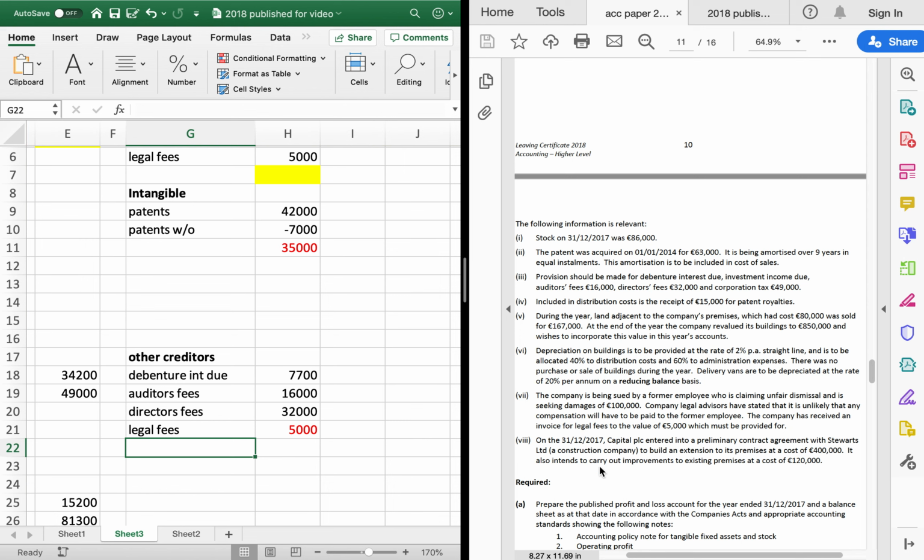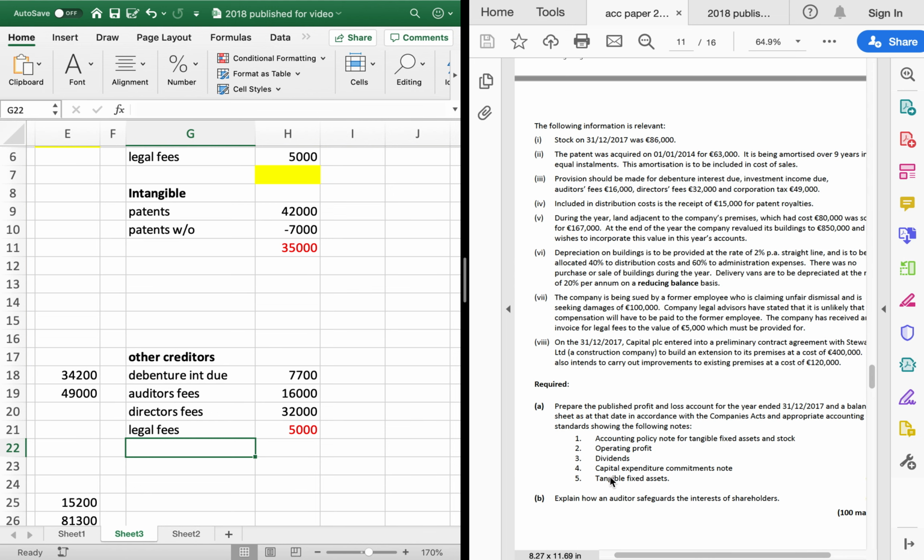Next thing then, on the 31st of the 12th, Capital PLC entered into a contract with Stewart's Limited, a construction company, to build an extension to its premises at a cost of 400,000. It also intends to carry out improvements to existing premises, cost 120,000. Now, I've never seen that before, so I'm going to look further down and see if there's anything in the notes. And you see there's a capital expenditure commitments note. So number 8 is going to deal with number 4, because you don't have to do anything in the accounts. It's something you're going to do in the future, unless it's going to be a loss-making enterprise. So that is that.